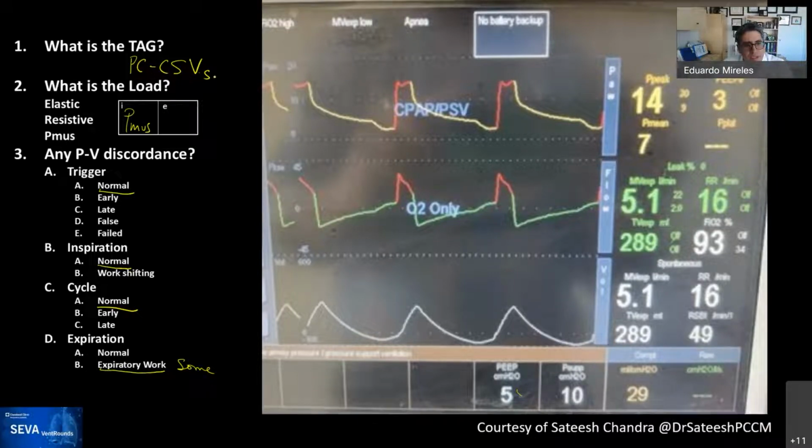So absolutely, pressure control CSVS, the name on this mode, this is an Engstrom ventilator, so it's CPAP PSV. The load during inspiration, I fully agree with you. It's bulged up, or concave or convex, so it just goes with PMOS. And then the expiration, maybe there's a little bit of concavity. I'm not entirely sure.